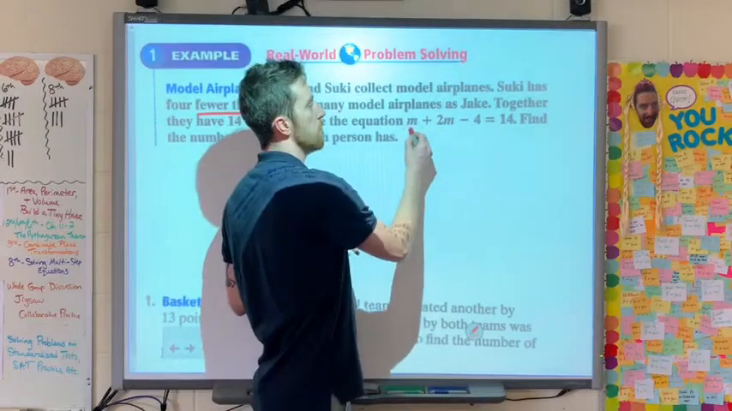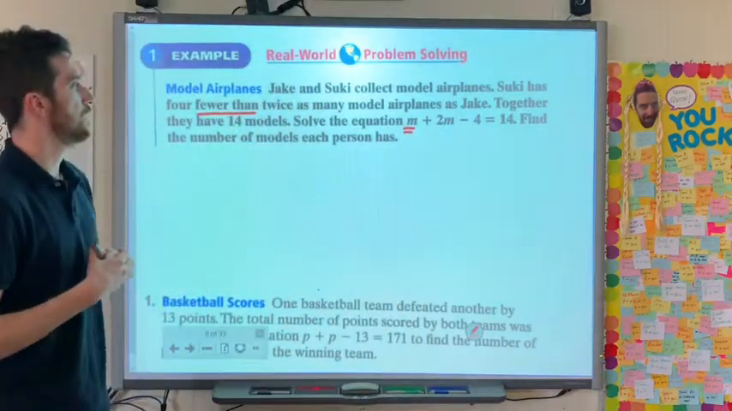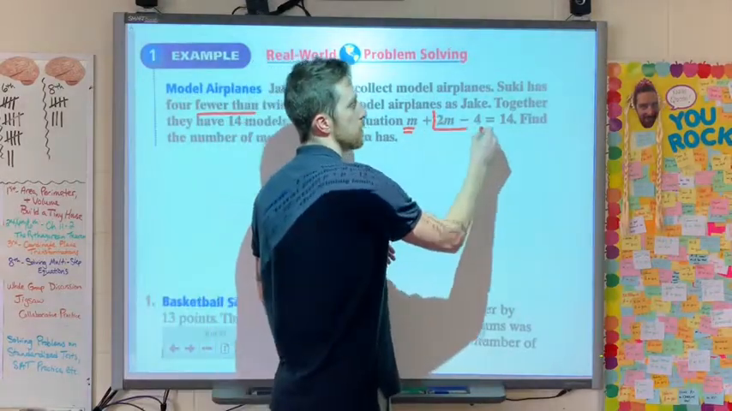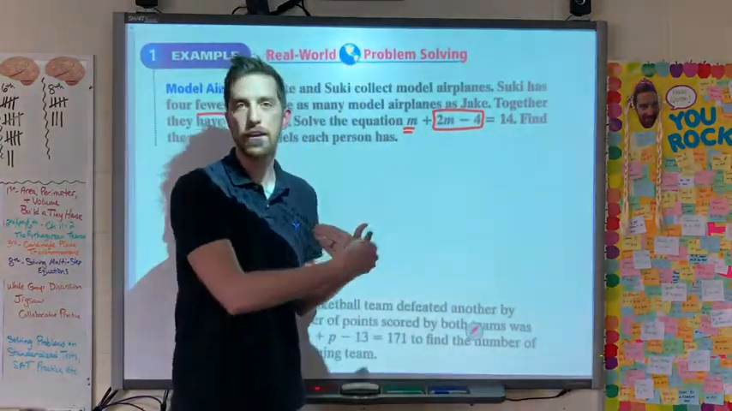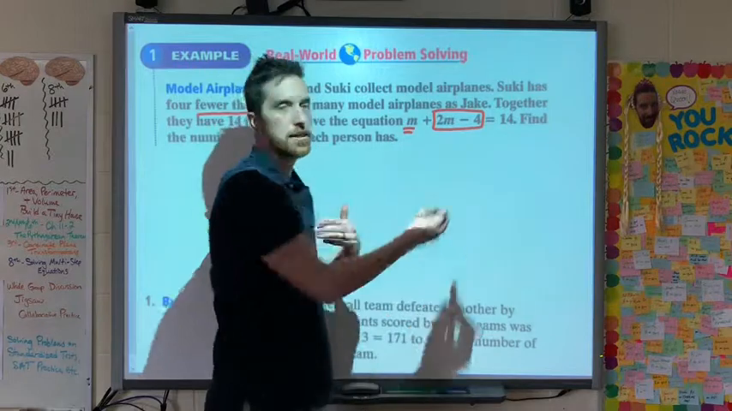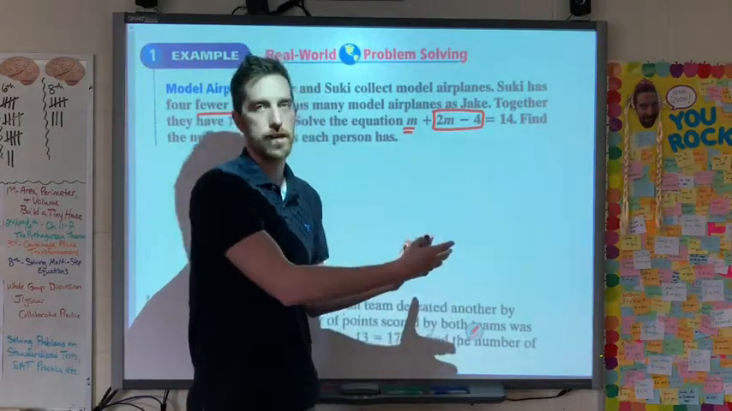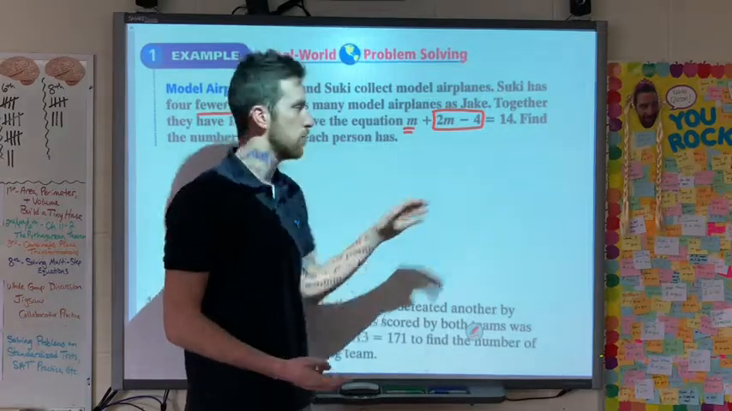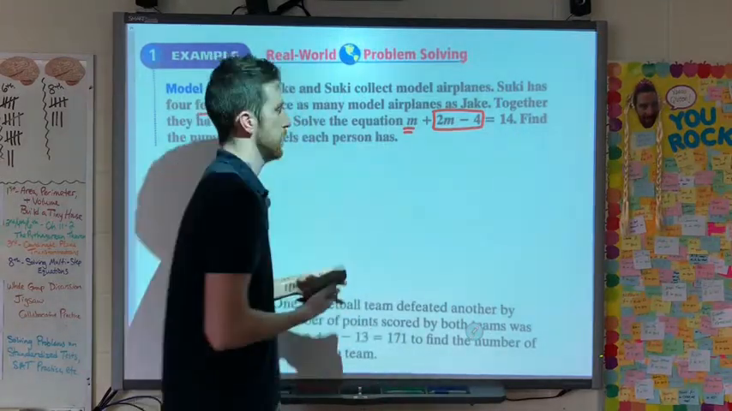This m, that's my man Jake. And then this 2m, remember that's like the twice as many. And then you've got the minus 4, so 4 fewer than that. So twice as much, but 4 fewer than that, so minus 4. Done, son. Here we go.